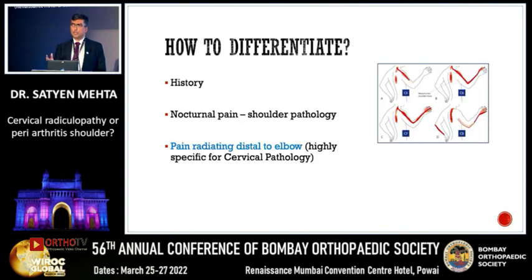So how do you differentiate between the two? Number one is nocturnal pain. In your history, patients who have a lot of pain at night or while sleeping usually have a shoulder pathology. However, this is not a very specific finding. It could be different in different people. And then there is pain which is radiating distal to the elbow. This is very specific. If a patient comes with pain which is radiating below the elbow, then it is definitely a cervical pathology, and the shoulder pathology will not cause this.